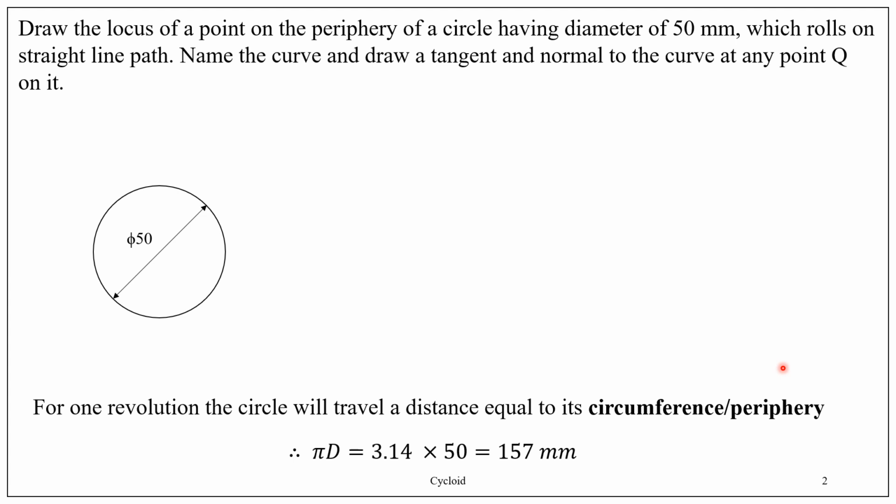Now, draw a line tangential to the lowermost point of the circle to a length of 157 millimeters like this. So this is the circle, this is the straight line path over which the circle is going to roll.